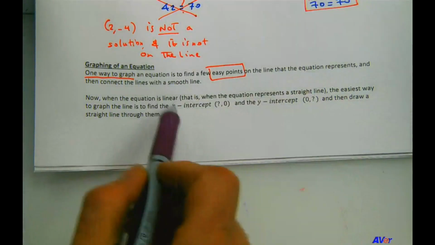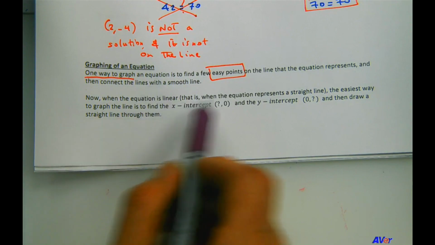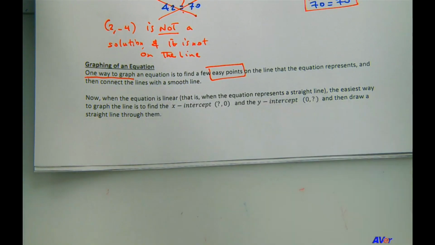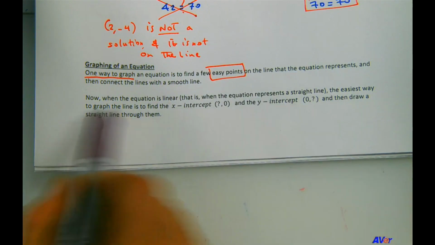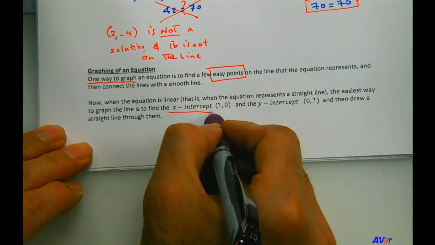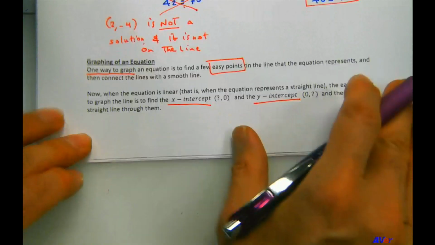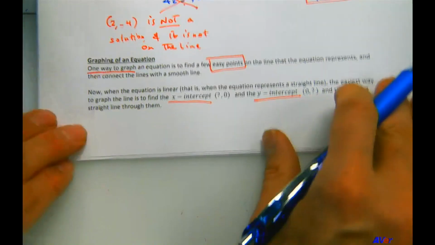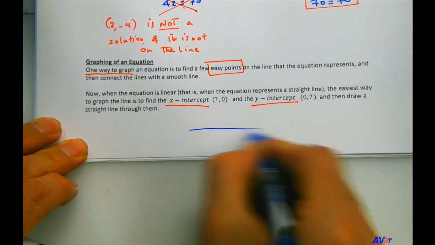Now, when the equation is linear, that is, when the equation represents a straight line, only in this case, the easiest way to graph the line is to find the x-intercept and the y-intercept. So the x-intercept, let me do a little graph right underneath this text.